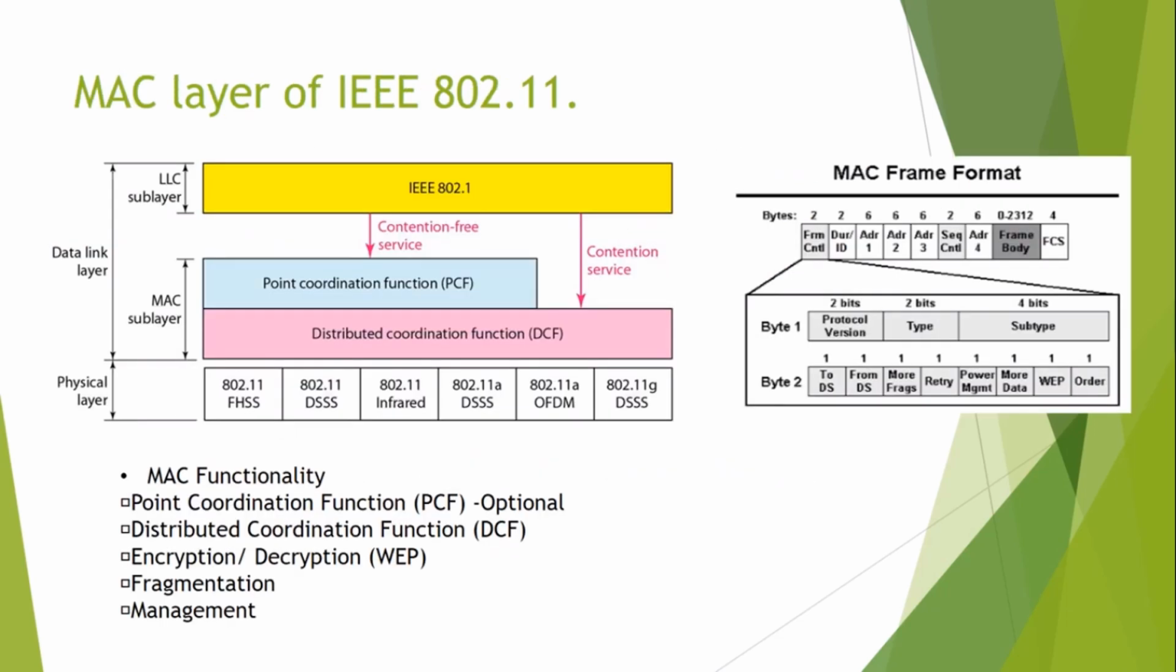Next one is the MAC layer of IEEE 802.11. Here you can see a graph showing the data link layer and the physical layer, and how it has been divided into subcategories. The MAC functionalities shown in the slide are point coordination function, distributed coordination function, encryption, decryption, then fragmentation and management.